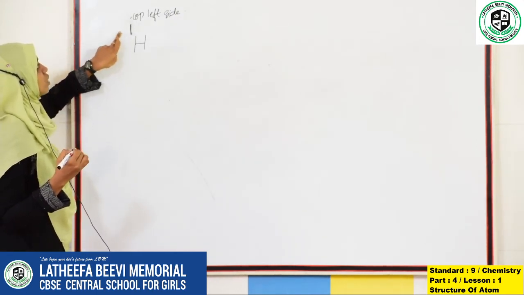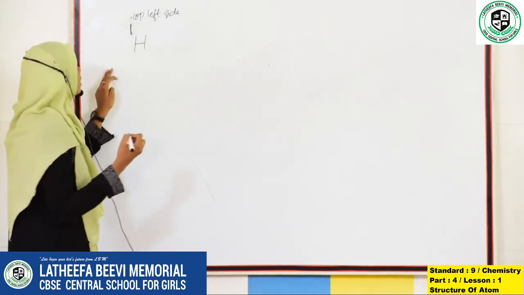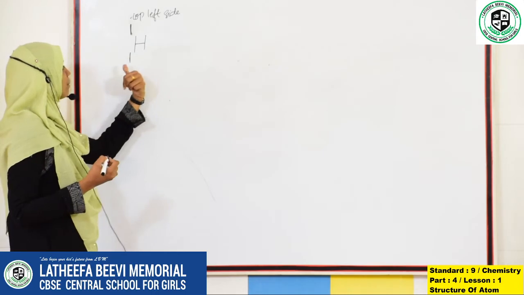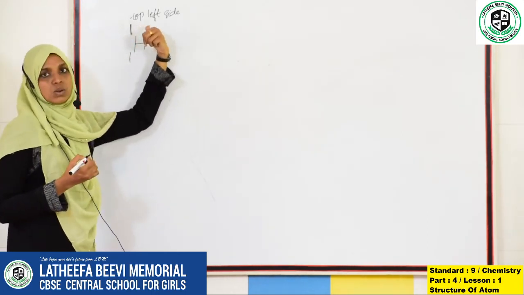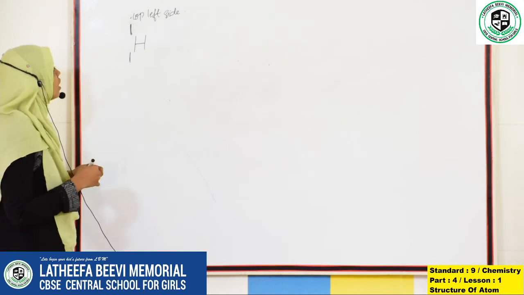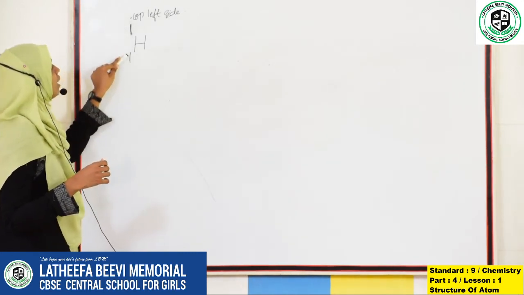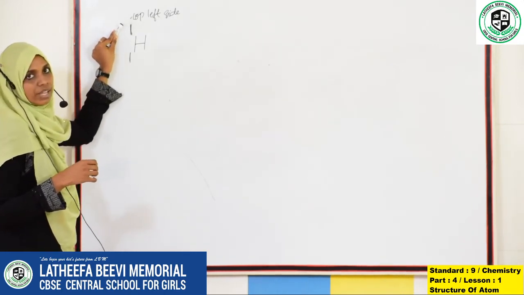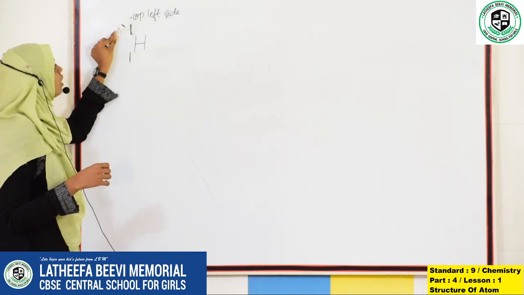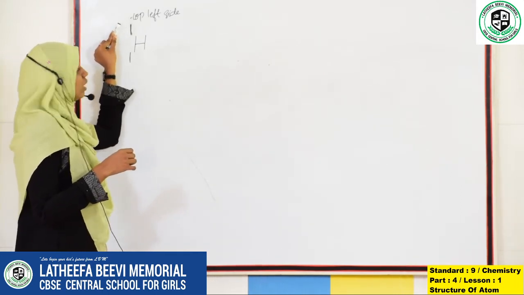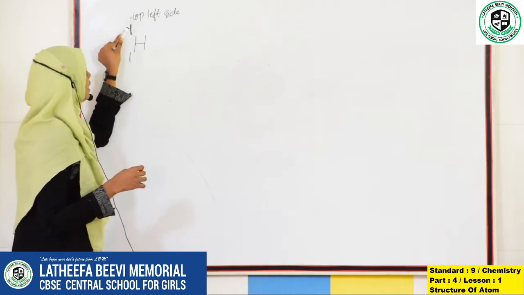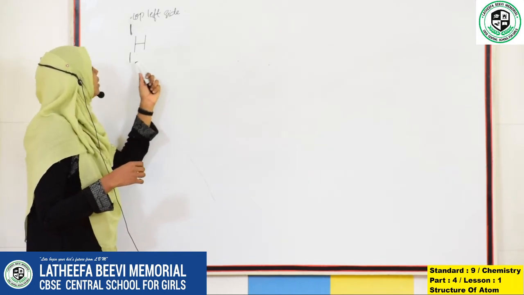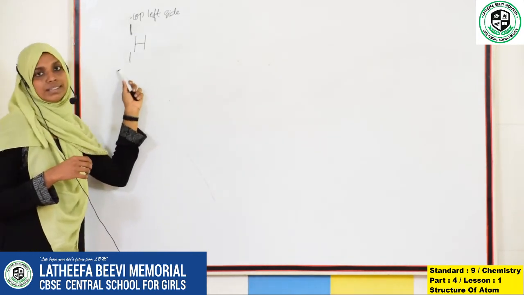Mass number we write on the top left side and atomic number we write on the bottom side. Okay. The atomic number of hydrogen is 1 and the mass number is also 1. So, we write the mass number on the top left side and atomic number on the bottom side. Where do we write the mass number? We write the mass number on the left top side. And on the bottom side we write the atomic number.